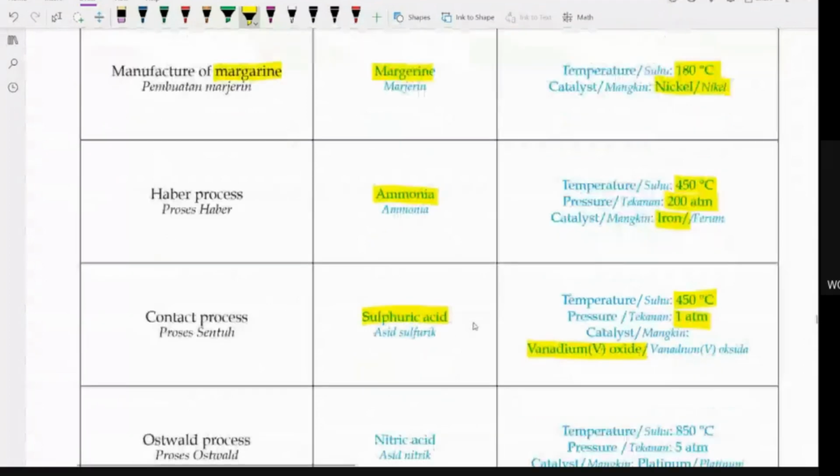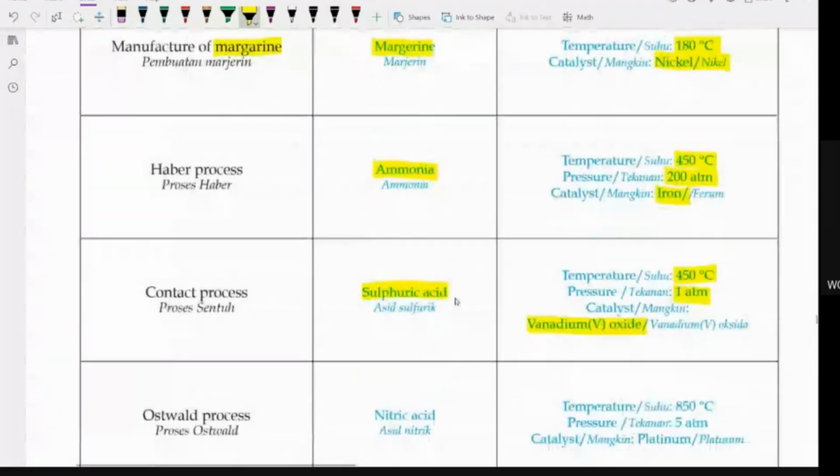Okay. Then last one will be Ostwald process, producing the nitric acid. So temperature, this one higher, 850 degrees Celsius. Pressure 5 atmospheres. The catalyst is the platinum. So in other words, most of the factors affecting the industrial processes are the catalyst. All this needs the catalyst.